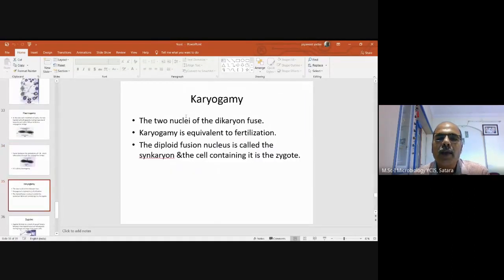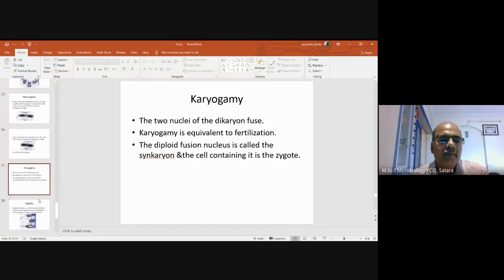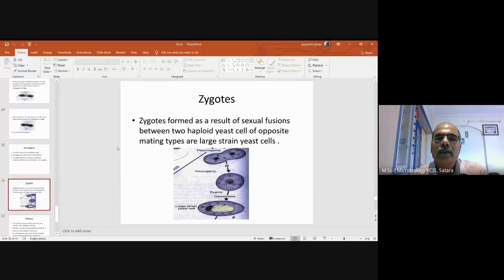Then, in karyogamy, the two nuclei of the dikaryon fuse, and karyogamy is equivalent to fertilization. The diploid fusion nucleus is called a synkaryon, and the cell containing it is called a zygote, that is, the union or fertilization of two opposite types. Zygotes form as a result of sexual fusion between two haploid yeast cells of opposite mating types or plus and minus strain yeast cells.